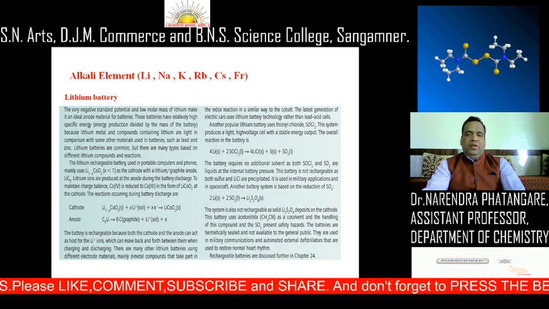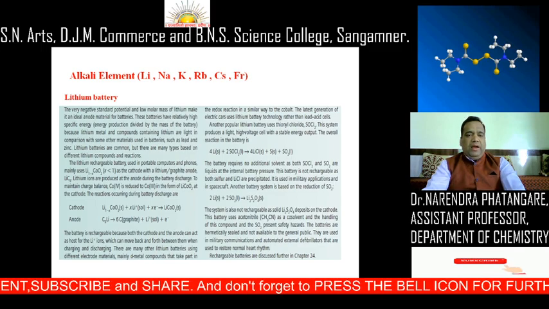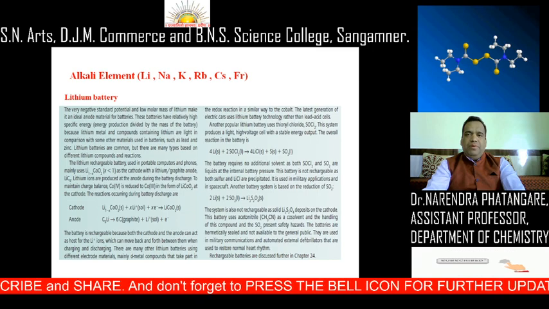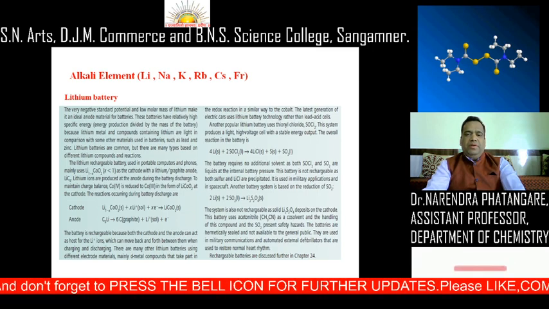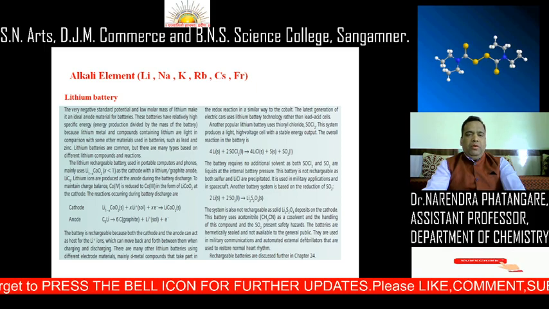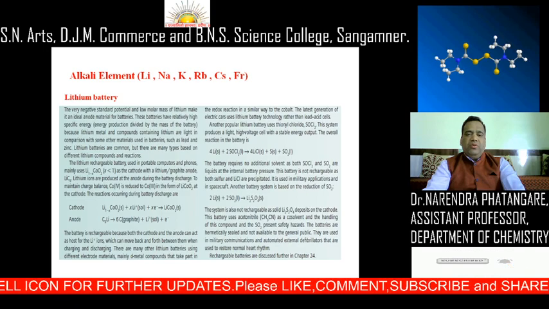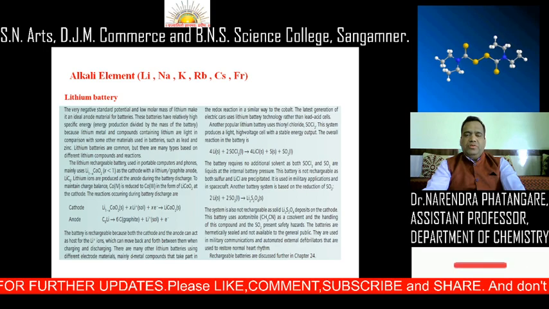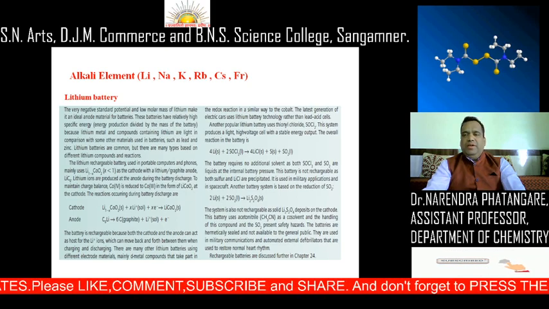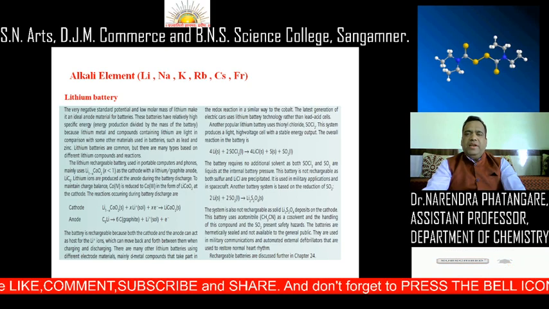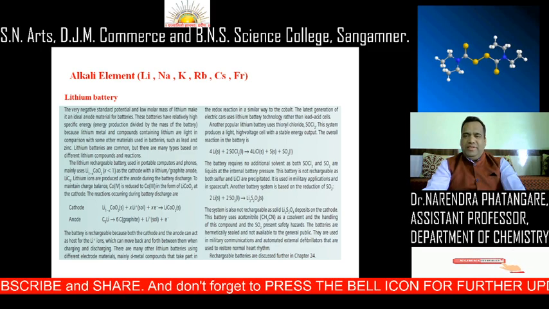The battery is rechargeable because both the cathode and the anode can act as a host for the lithium Li plus ions, which can move back and forth between them when charging and discharging. There are many other lithium batteries using different electrode materials, mainly d-metal compounds, that take part in the redox reaction in a similar way to cobalt. The latest generation of electric cars uses lithium battery technology rather than lead-acid cells.